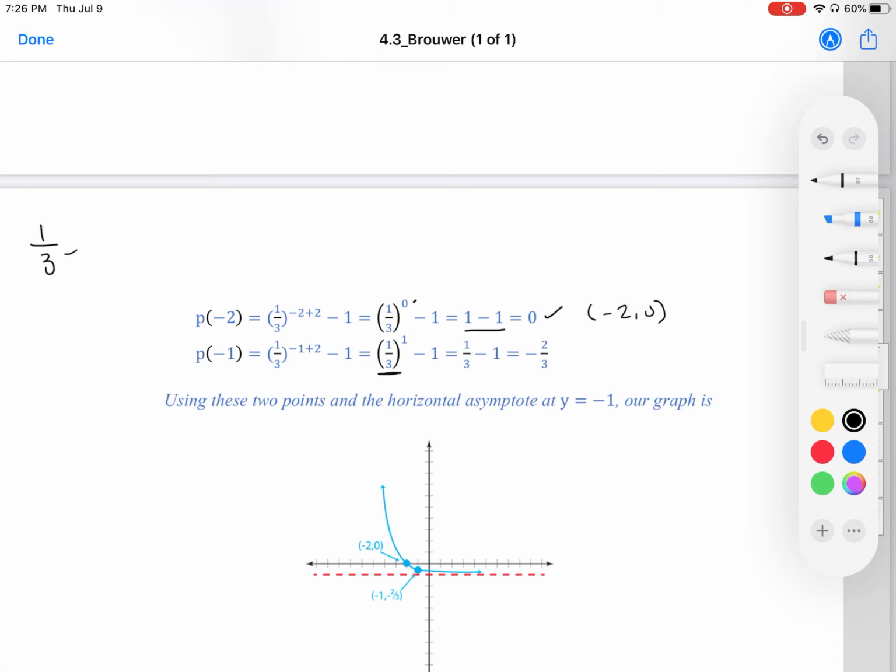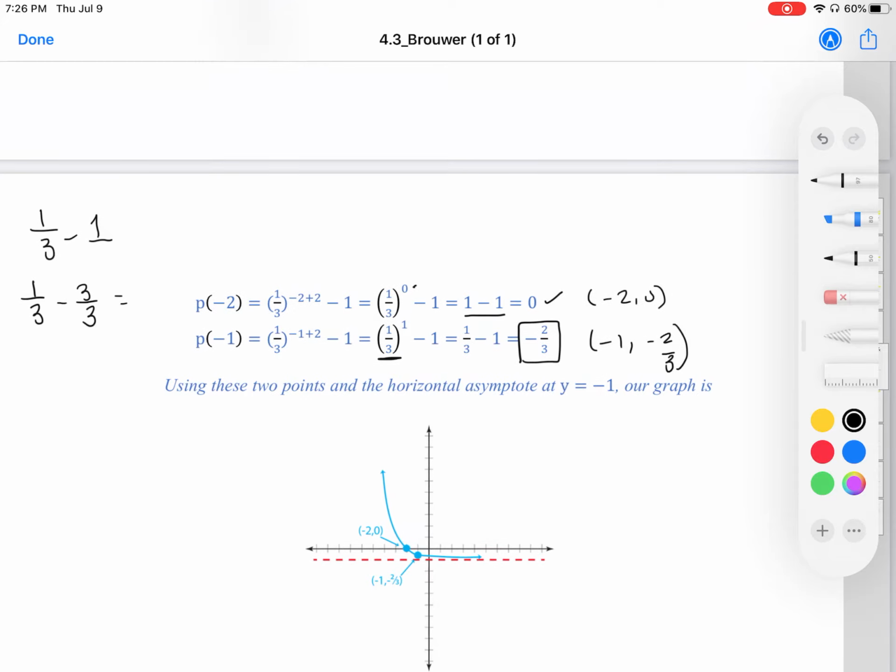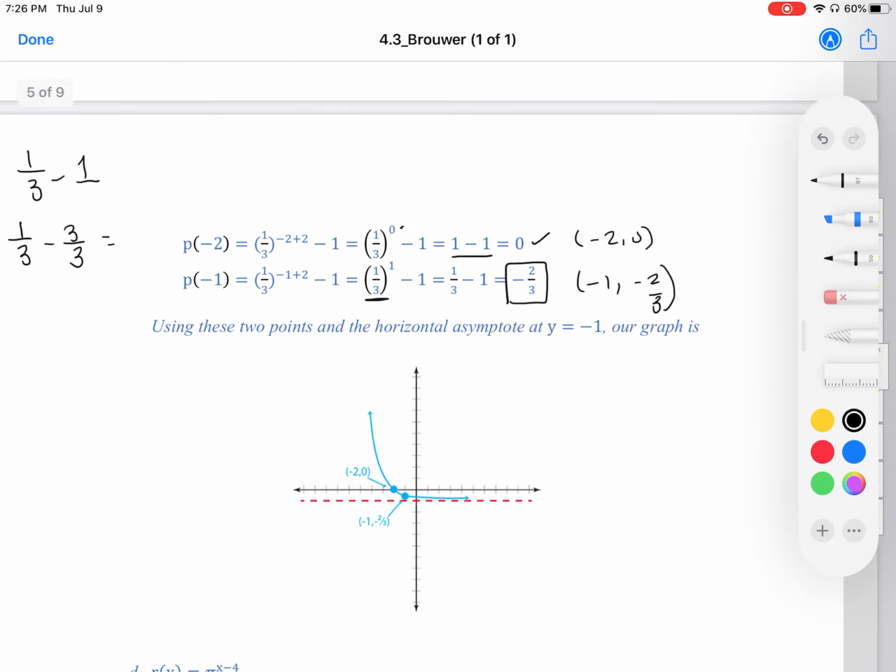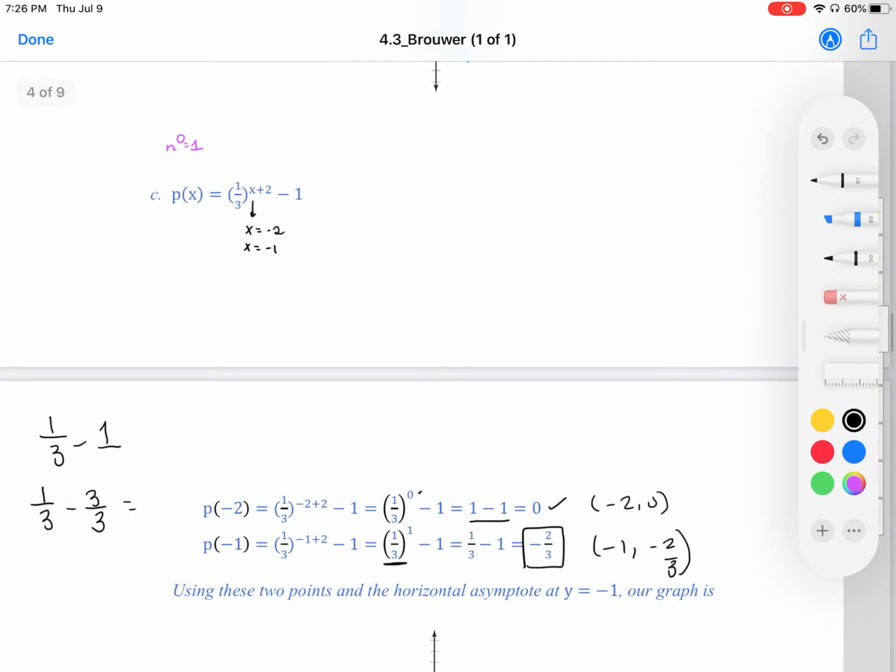So just to emphasize, you want to get a common denominator, and then you can subtract. That's how they got -2/3. So we have the point -1 and -2/3. All right, so we have our horizontal asymptote, which we stated already in our last example. We have a horizontal asymptote at y equals -1.